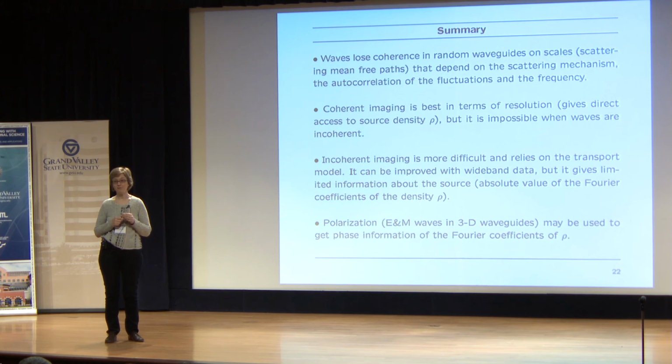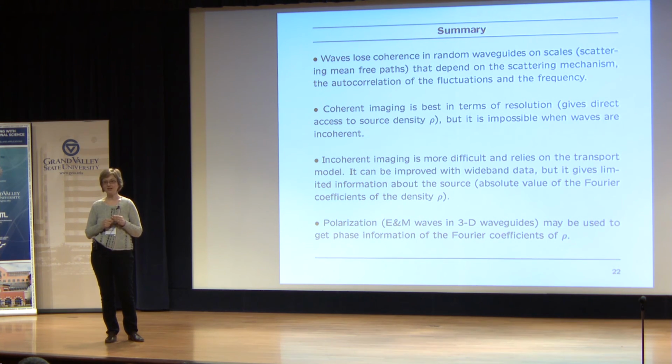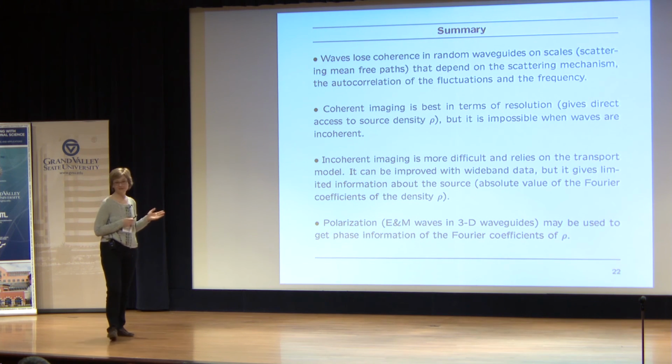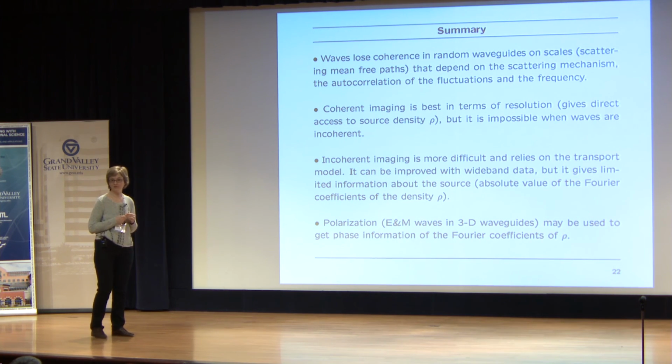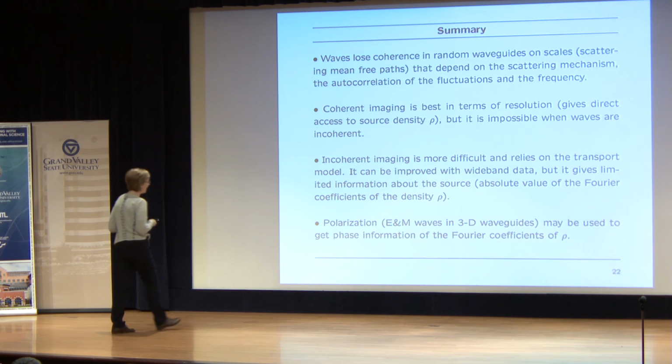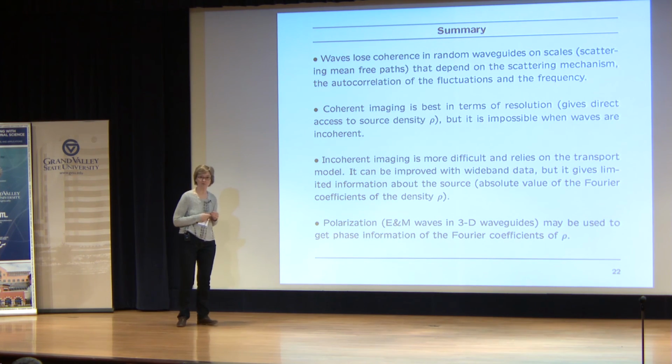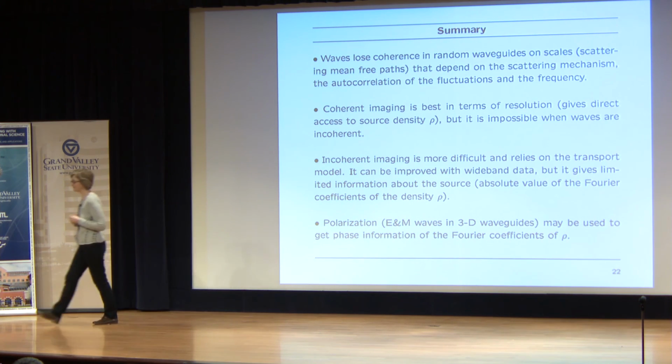So in other words, if you look at the eigenvalue problem for the operator that you get here, you have degeneracies. These degeneracies are basically polarization effects. And these polarization effects are important because they allow us to get phase information of the Fourier coefficient. So you actually can do much better than that. Okay, so I think I finished.